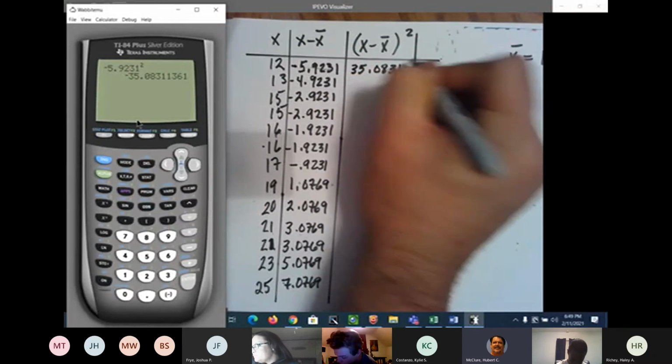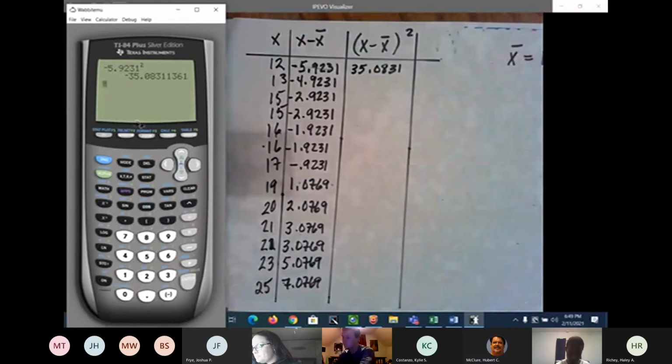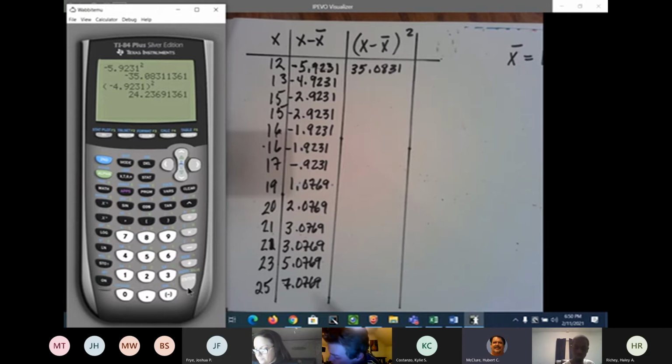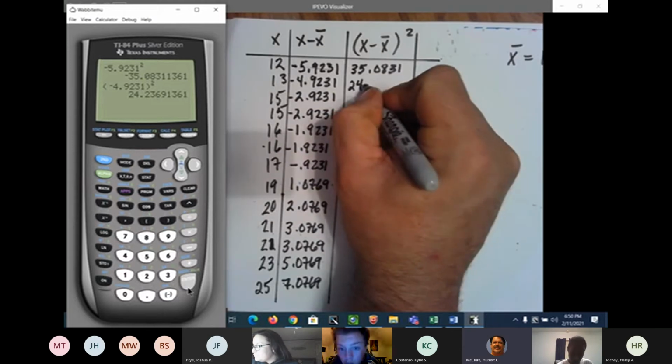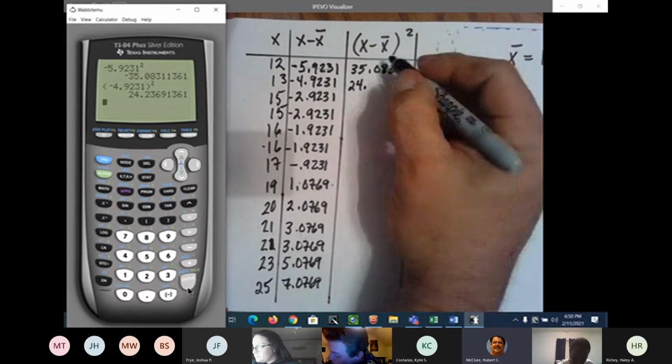35.0831. You have to put it in parentheses. So I'll put it in parentheses for you. Parentheses, negative 4.9231 raised to the second power. It's still negative. Wait, I didn't close my parentheses. 24.2369.